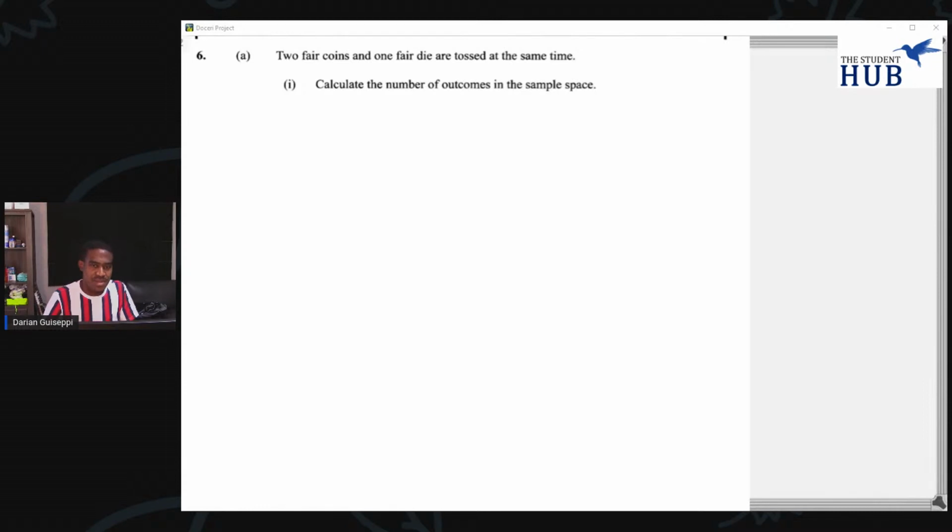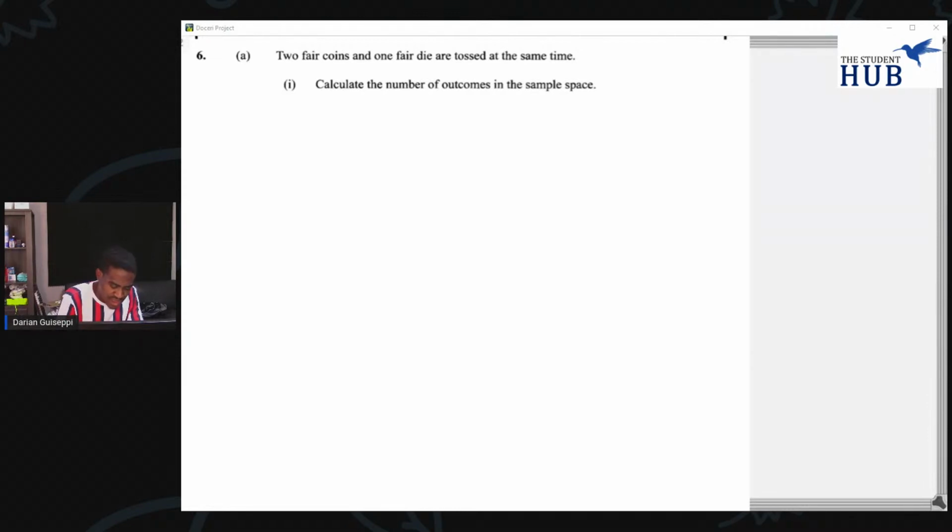We have some probability here. 2 fair coins and 1 fair die are tossed at the same time. Calculate the number of outcomes in the sample space. So the matrices question is done. We're looking at probability now, this is in the realm of probability.